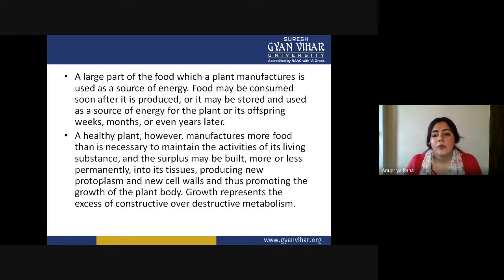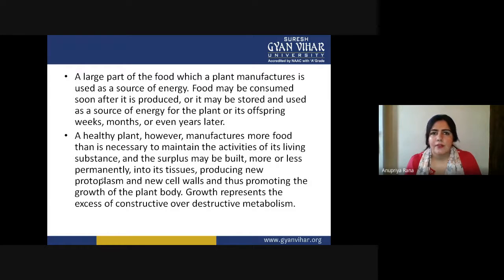So in its tissue, producing new protoplasm and new cell wall, thus promoting the growth of the plant body. So that is the whole process that is required for healthy growth inside the plant. Now, growth represents the excess of constructive over destructive metabolism. So basically, when we are talking about growth, this is a positive word. Positive like the excess of construction, meaning building something, making something, over the destructive metabolism.